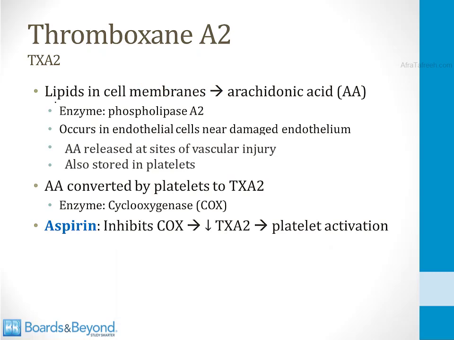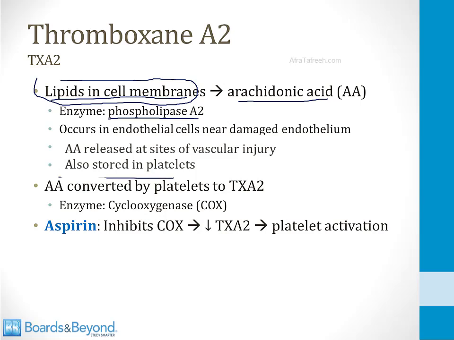Thromboxane A2 is derived from lipids in cell membranes. There is an enzyme called phospholipase A2 found in many cells in the body, and this enzyme can pull lipids from cell membranes and convert them into molecules of arachidonic acid. This occurs in endothelial cells near damaged endothelium, and as a result, arachidonic acid is released at sites of vascular injury. Arachidonic acid is also stored in platelets.